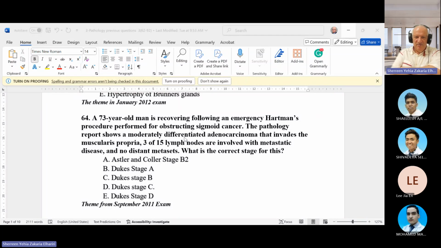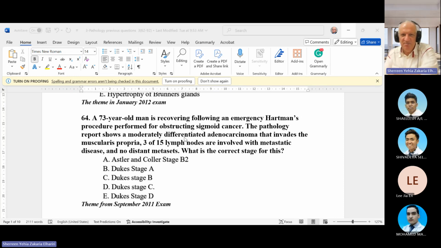Invading muscularis propria means that it is T2, because T1 is superficial, T2 invades muscularis propria, T3 penetrates muscularis propria, and T4 comes outside the colon. Three out of 12 lymph nodes are involved, so that means N1, because N0 is no lymph node, N1 is from 1 to 3, and N2 is more than 3 lymph nodes. No distant metastasis, so M0. So this patient can be considered T2, N1, M0.